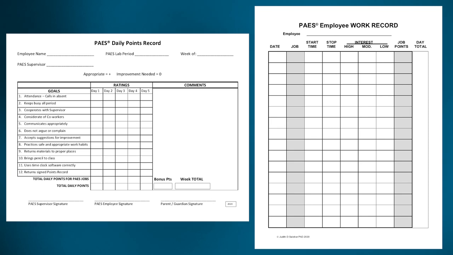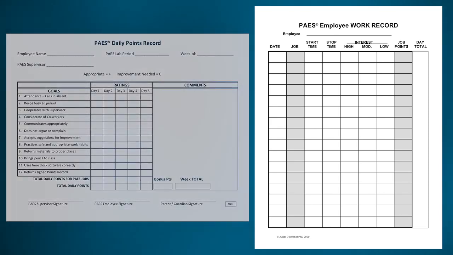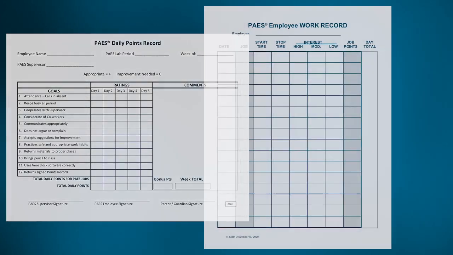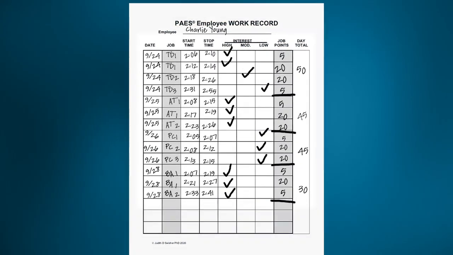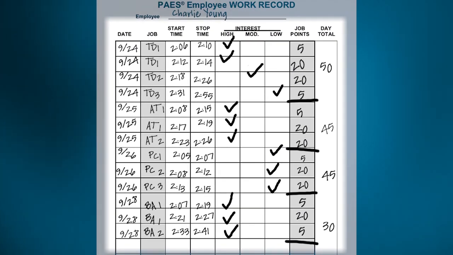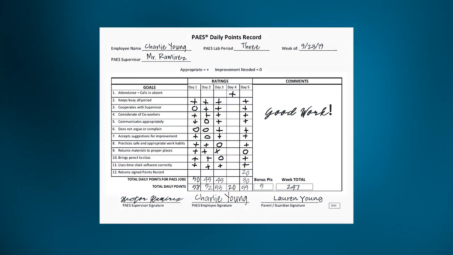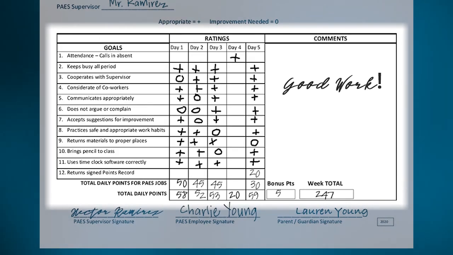There are two main forms you will use when assigning points: the employee work record and the daily points record. You will record the points employees get for performing jobs on the employee work record. Then you will transfer the points for the PAES jobs to the daily points record, where you will also record the points employees get for professional behavior.